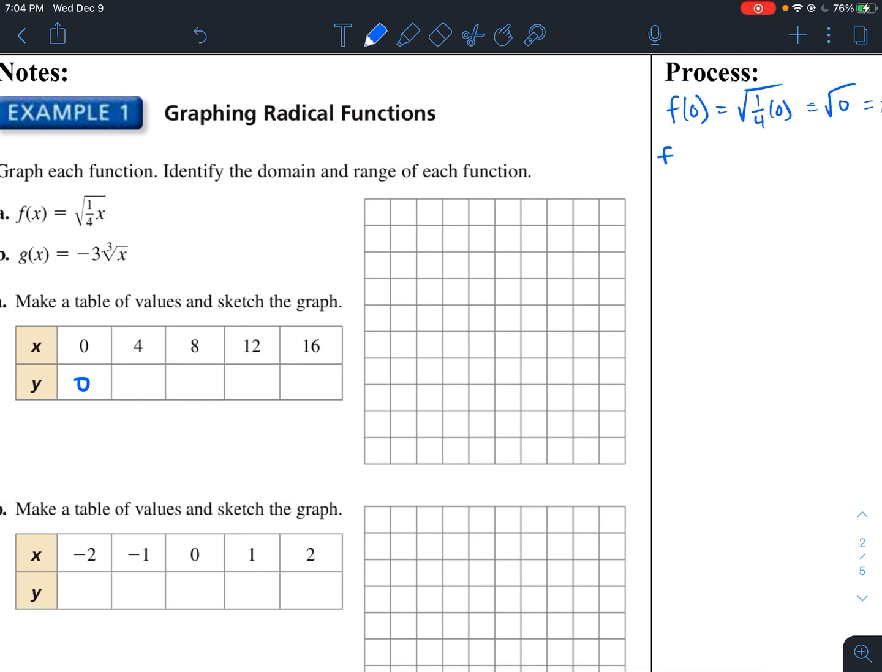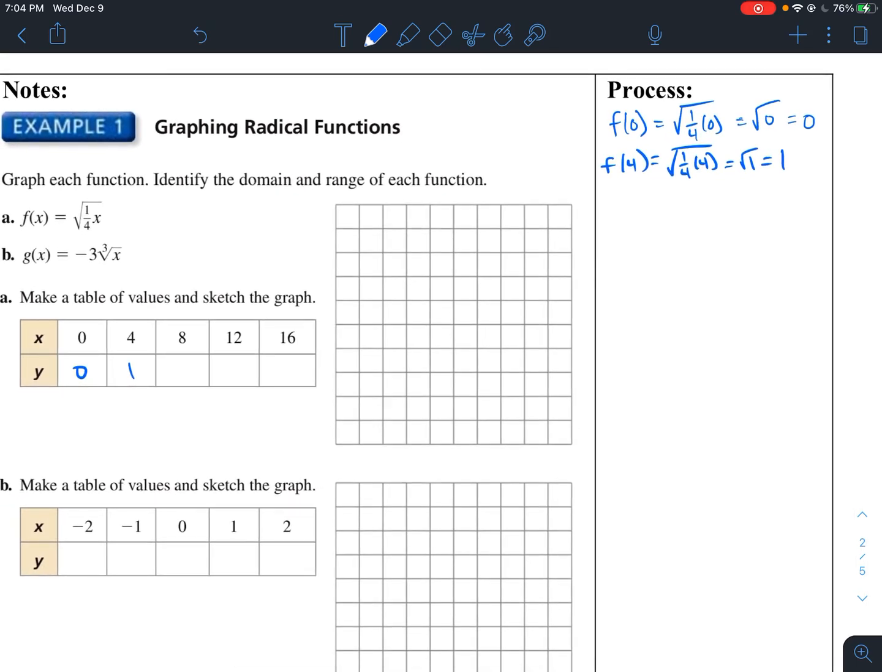If we do f of 4, we get the square root of 1 divided by 4 times 4, which is equal to the square root of 1, which is equal to 1. So when x is 4, y is 1. We can keep going. We can do f of 8. That's equal to the square root of 1 over 4 times 8. That's equal to the square root of 2. And when you do the math there, you should get something like 1.41 when you plug it into a calculator.